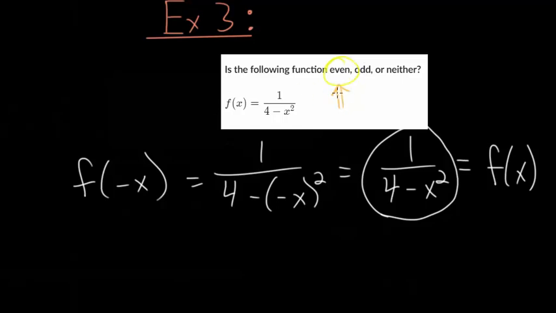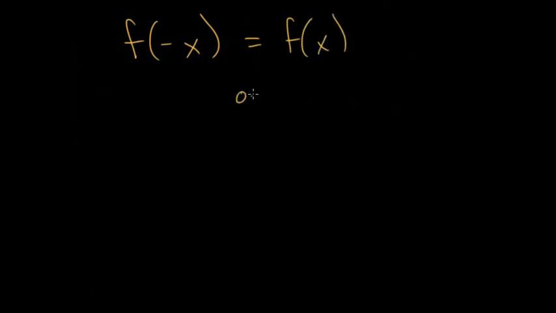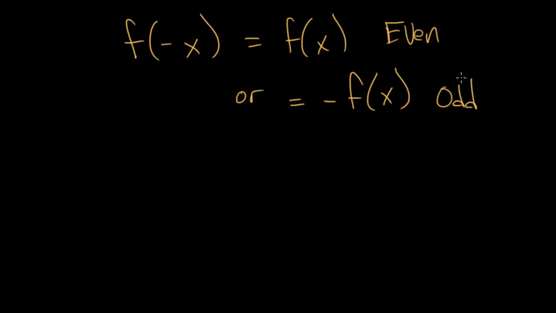And we can talk about these symmetries in more general terms. Basically, you can always follow this idea of plugging in minus x and seeing if you either get back the function or you get back the opposite of the function. If you get back the function, we know it's even. And if you get back the opposite, we know it's odd.